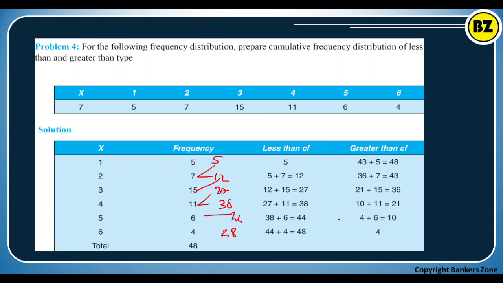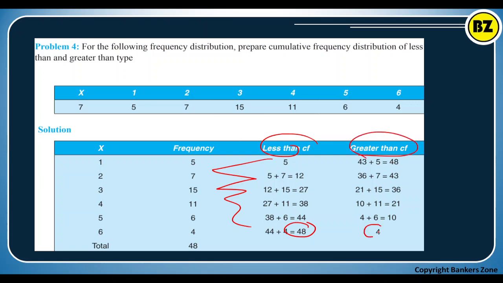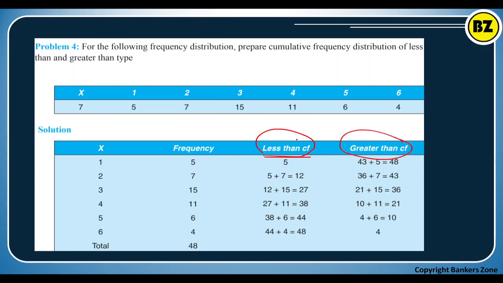And in reverse you have to do it for the greater than. For example, start with 4, 4 plus 6 is 10, plus 11 is 21, plus 15 is 36, like that. So it is very easy. For less than, start from the top, add and get the cumulative sum. For greater than, start from the bottom and add the upper values. There may be a question in your examination: in the case of less than cumulative frequency, which value are you adding? You are adding the lower value. For greater than, you are adding the upper value.